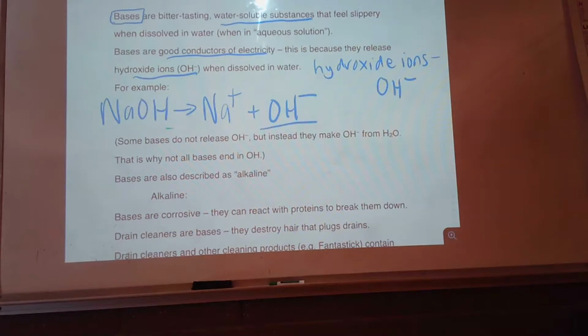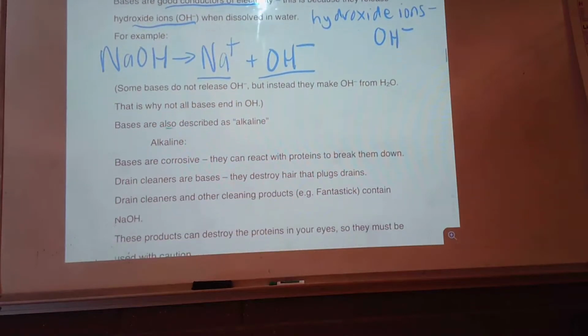Yeah. Okay, so like we were saying, bases produce hydroxide ions when they're dissolved in water. So if we think about something like sodium hydroxide, when we dissolve it in water, it's going to produce sodium ions and hydroxide ions. So we're pretty much going to have the two ions dissociating from each other. And it's all of these ions that help conduct electricity.